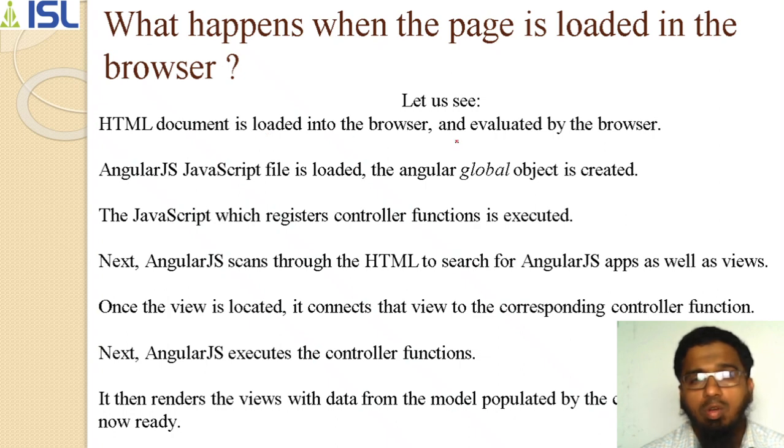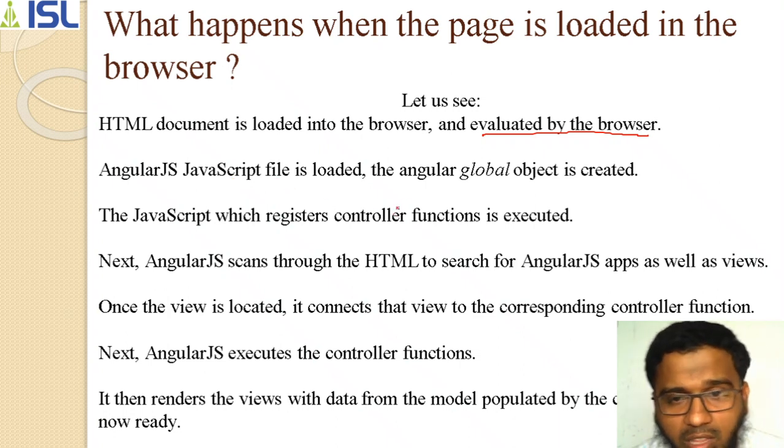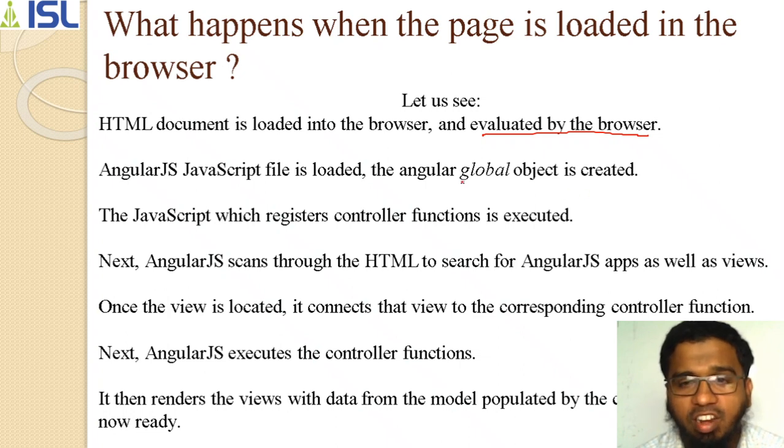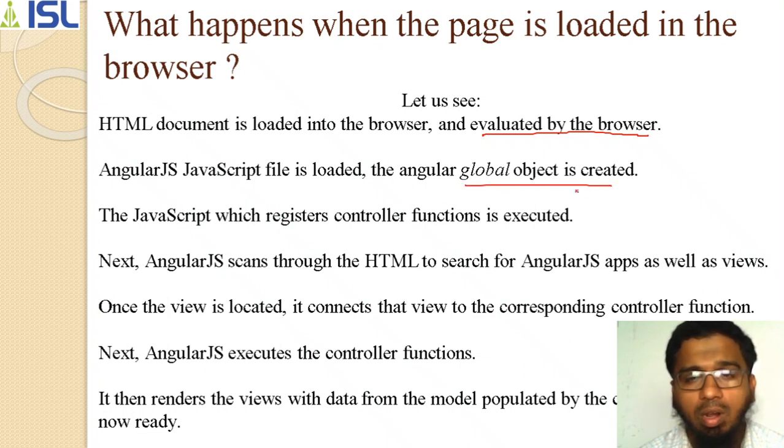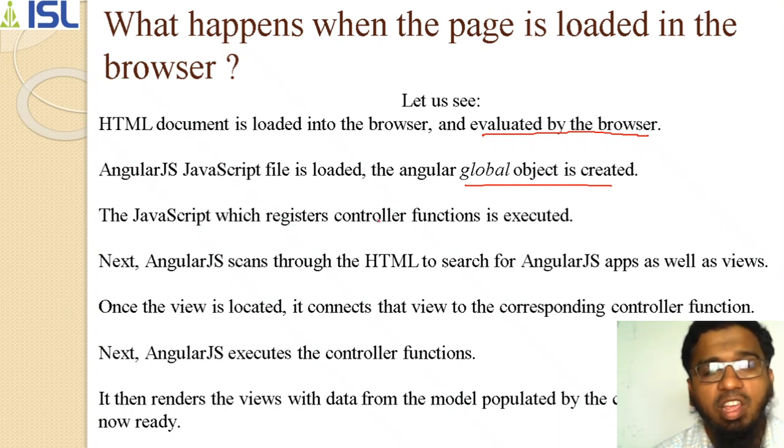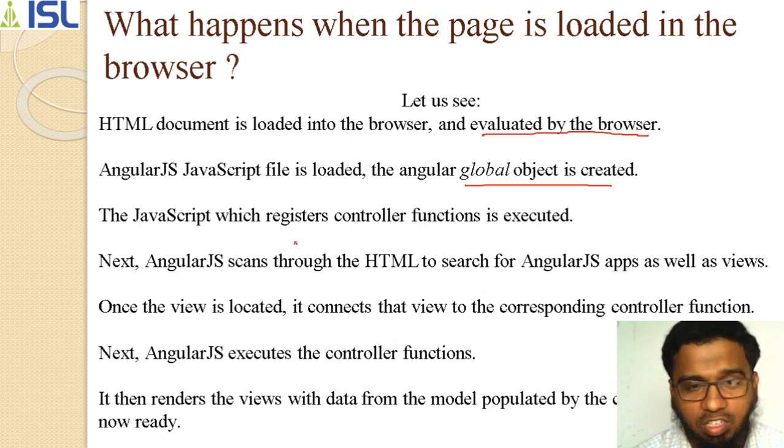The HTML document is loaded into the browser and evaluated by the browser. Already, whatever is loaded, the document is evaluated and gives the result. The AngularJS JavaScript file is loaded, and the Angular global object is created with the help of linking the file in the HTML. The JavaScript which registers the controller function is executed. Next, AngularJS scans through the HTML to search for the AngularJS app as well as the view. How? With the help of ng-app.